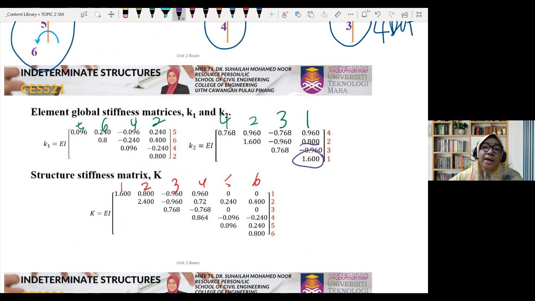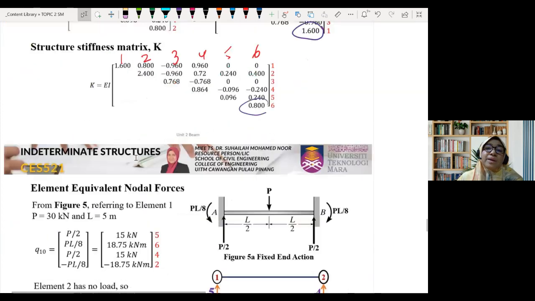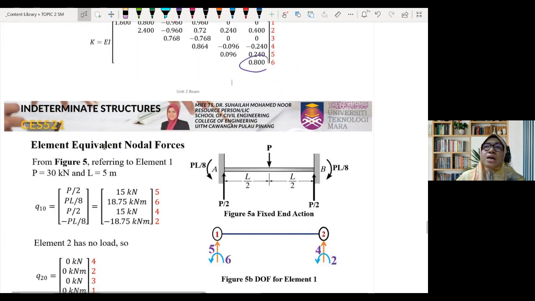I just write like this because, as I mentioned, the matrix must be symmetric, so we can always write like this. Okay, 6, 6 is 0.8. Once we have the whole structure stiffness matrix, only then do we move to the analysis of intermediate forces.